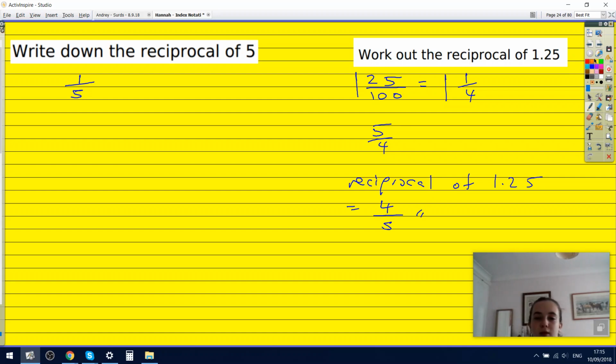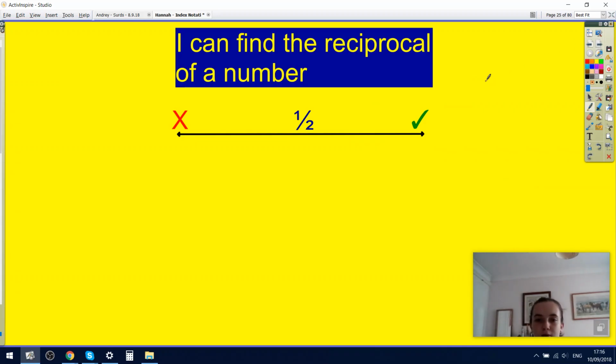Nope. So you got that first shot. So I can find the reciprocal of a number. Tick.